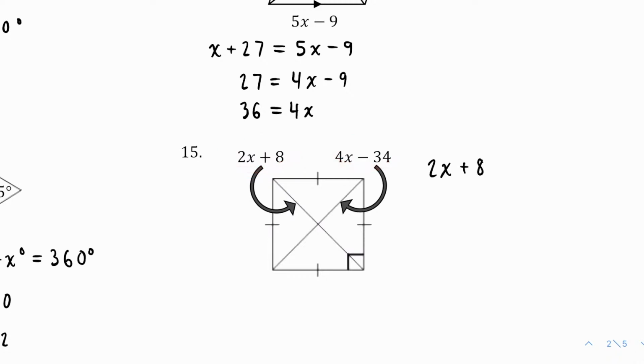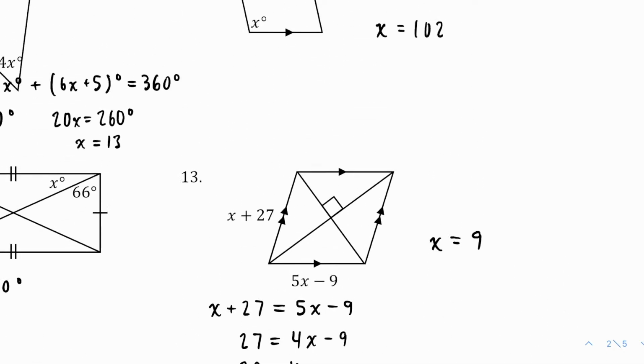2x plus 8 equals 4x minus 34. I think I'll add 34 to both sides. So 2x plus 42 equals 4x. Subtract 2x from both sides. 4x minus 2x is 2x. x equals 21.